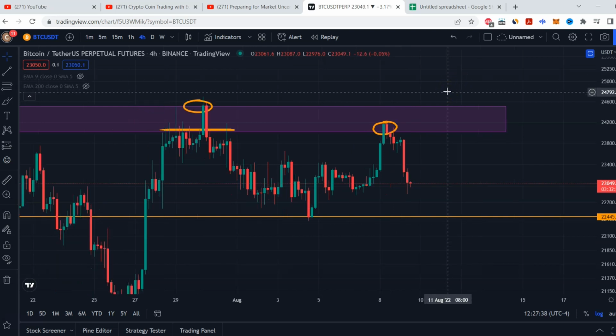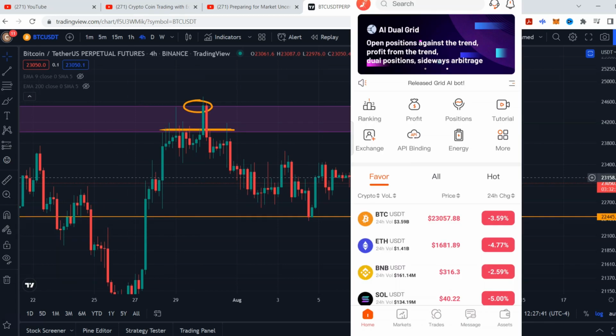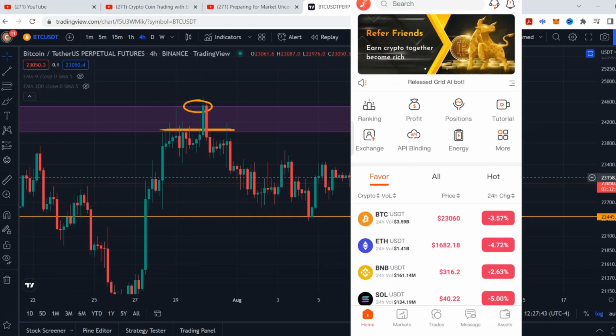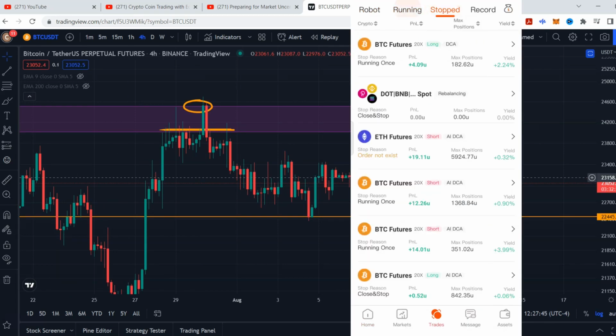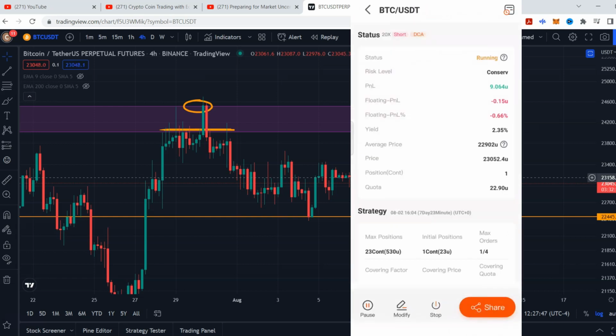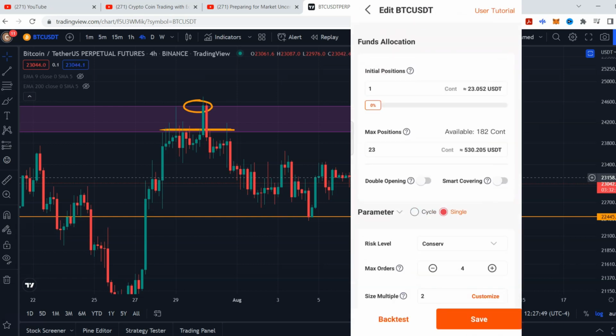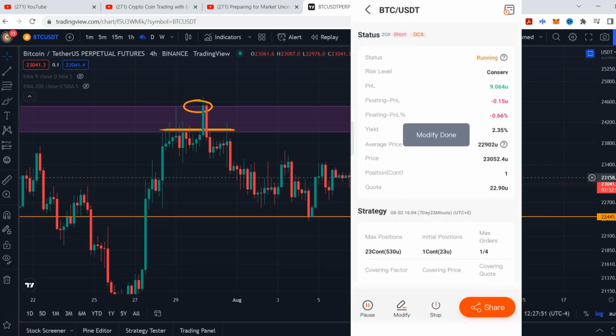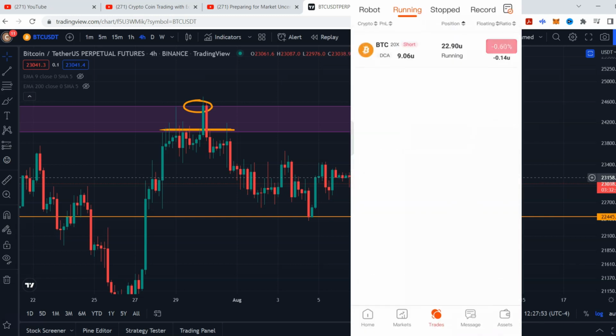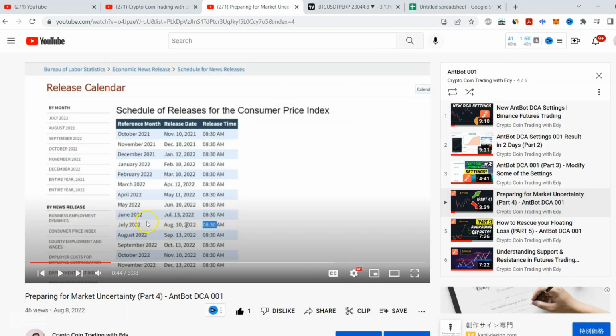If I want to be safe, I will wait. I will close position. I will probably single run this right now, you know, this short position. I will go to modify. From cycle, I change to single, and then I save it. Okay, I don't want to trade. I want to wait until tomorrow. I want to see how the market is going to react to the CPI figures tomorrow.